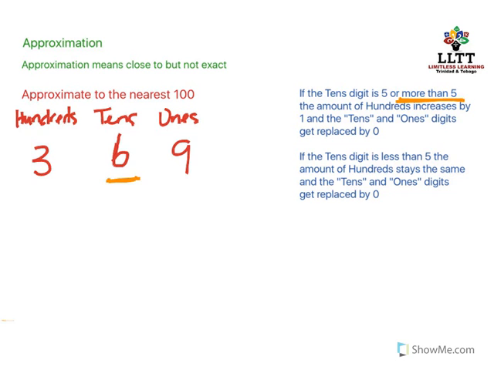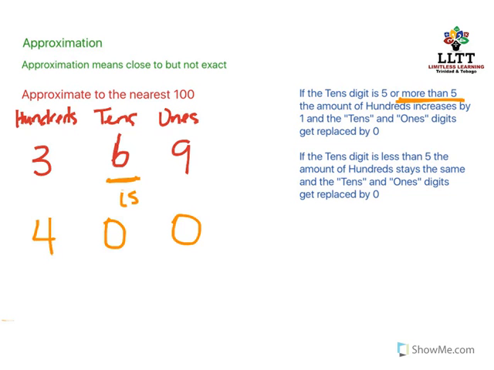So if 6 is more than 5, the amount of hundreds that we have, which is 3, is going to increase by 1. So 3 plus 1 is 4. And our tens and ones digits get replaced with zeros. So 369 approximated to the nearest 100 is going to be 400.